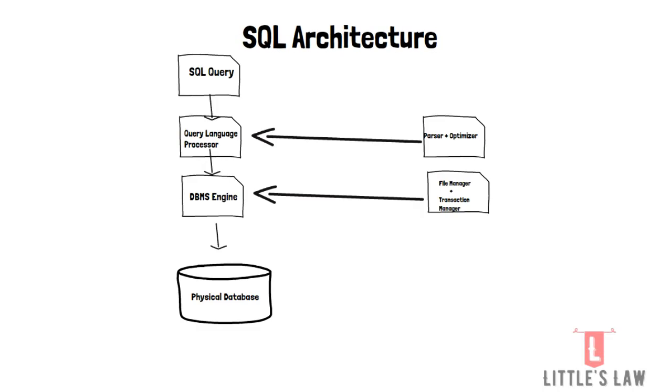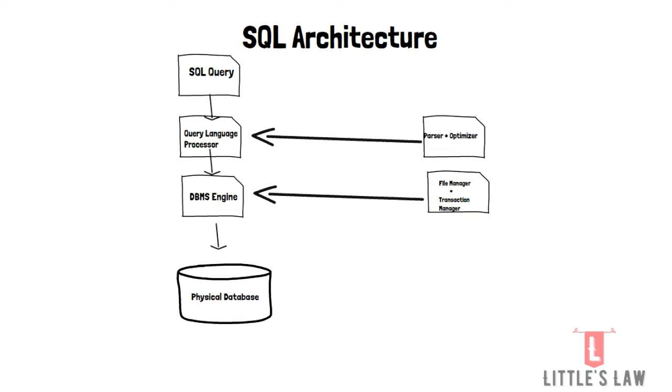Here we can see a sample diagram which shows the SQL architecture, where the SQL query moves to the query language processor, and then from the query language processor to the DBMS engine, and then it reaches the physical database. Whereas the parser and optimizer send the commands to the query language processor, and then the file manager with the transaction manager sends the data to the DBMS engine, and that is combined and sent to the physical database.